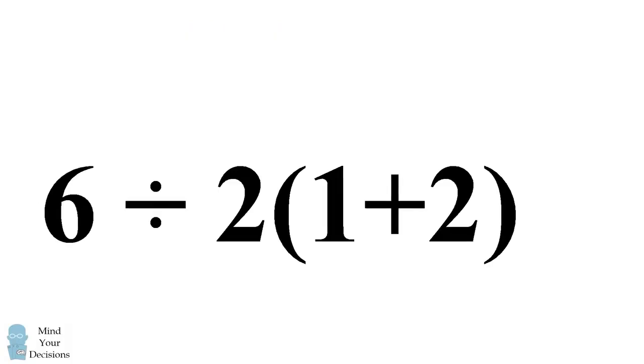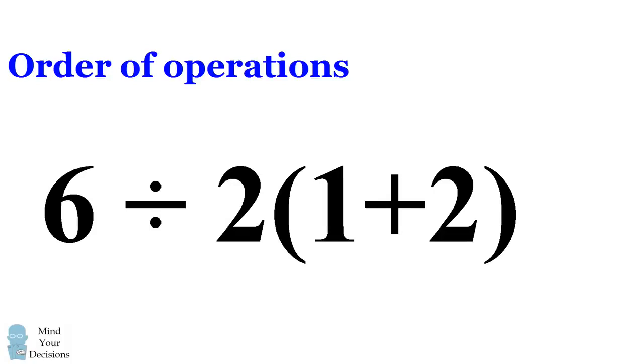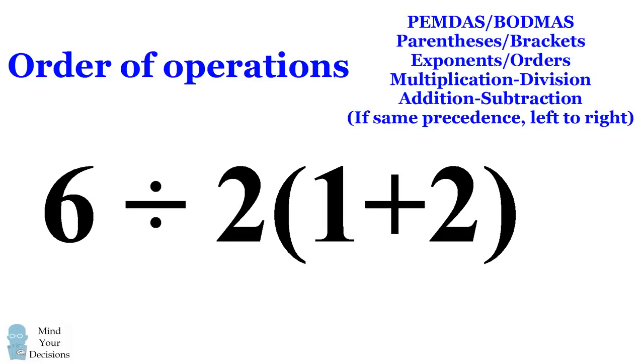The problem is an example of the order of operations. These are commonly referred to as PEMDAS or BODMAS. This refers to evaluating the parentheses brackets, then the exponent orders, then multiplication and division, and finally addition/subtraction. If you have two operations of the same precedence, you want to evaluate them from left to right.